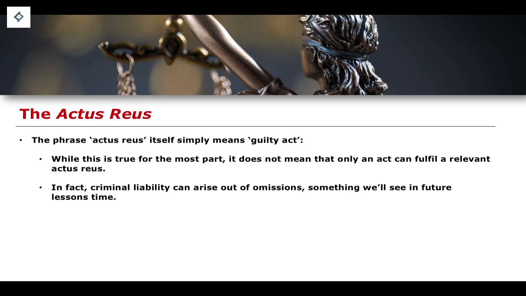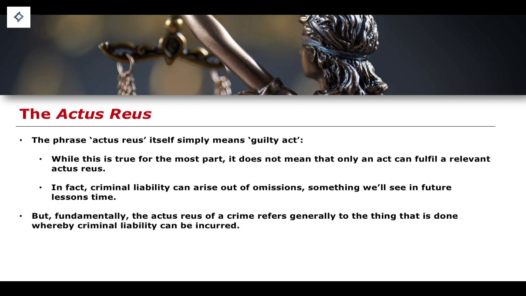is the guilty act. Again, when we say guilty act, that infers or implies that it may have to be a positive act, a thing that you have to do. But criminal liability can also arise in certain circumstances out of an omission, i.e. failing to do a particular thing as well. So we'll get to that in the future.